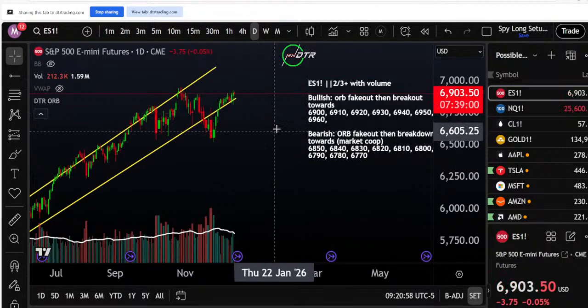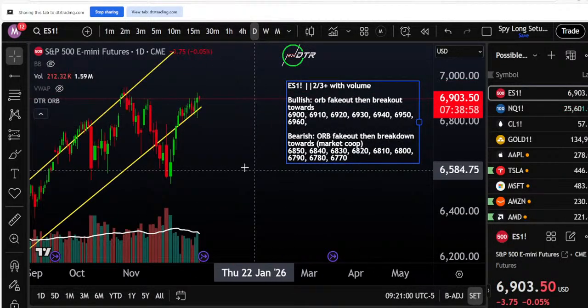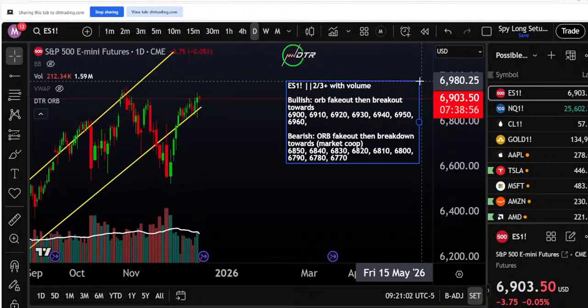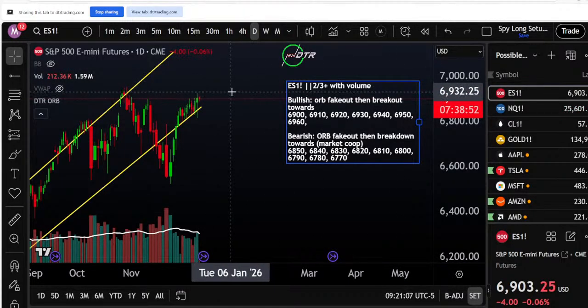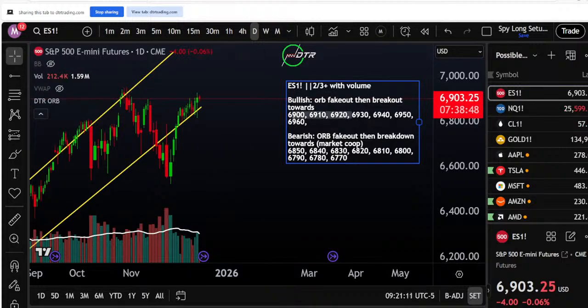But let's get after it. So first things first here, ES, green candle, big volume, gap down. So 2 out of 3 to the upside with volume, sweet. We're looking at a 930 as our target to the upside, then pushing back up towards all-time highs.